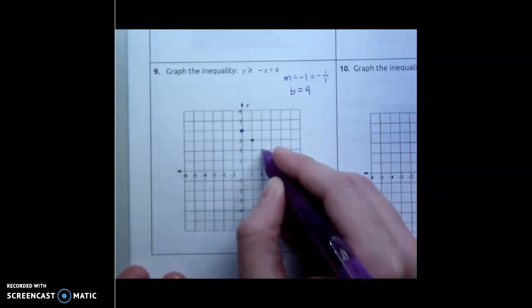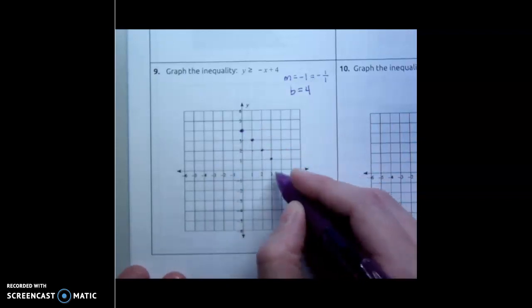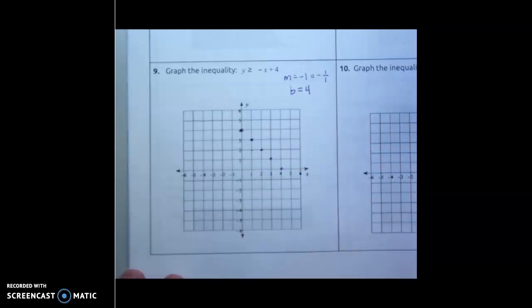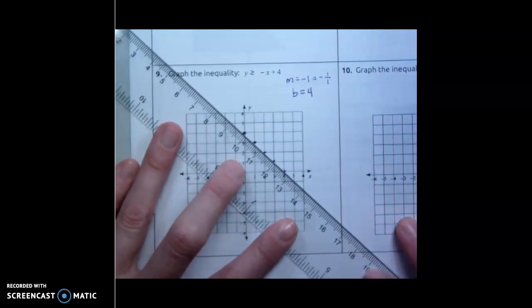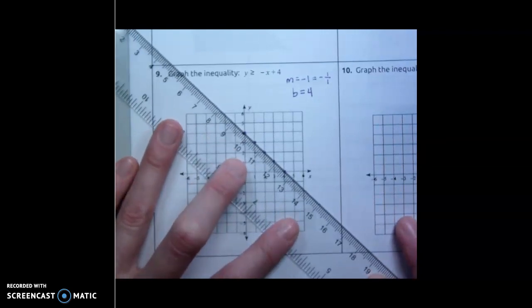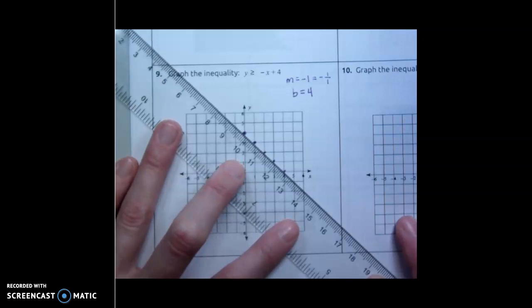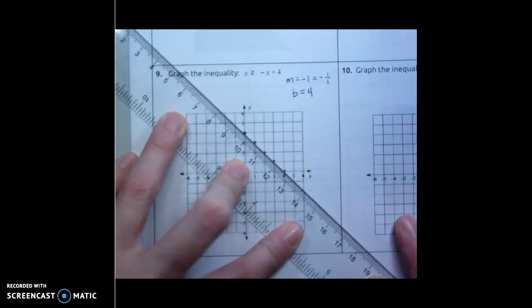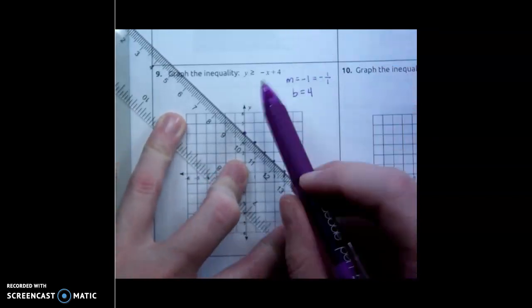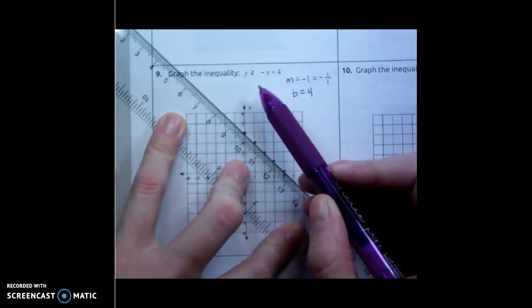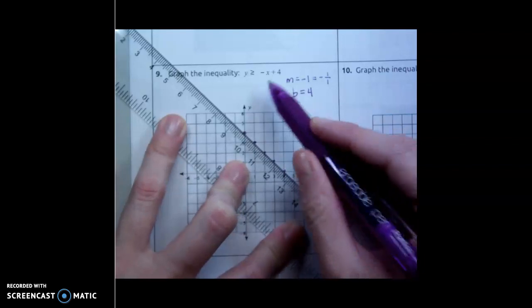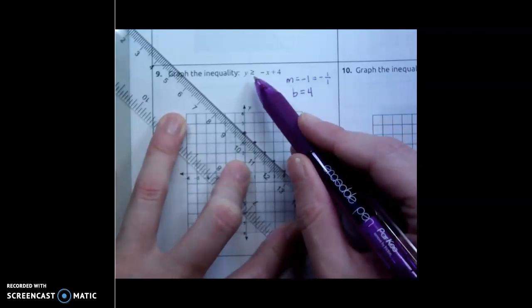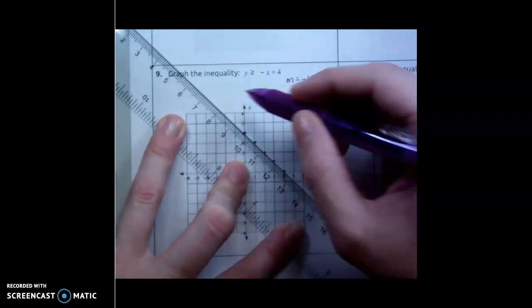And then you just keep doing that until you have a couple of points. You don't need to plot every single point, just 2 or 3 is good. Or you can do a few more if you prefer. Make sure that when you graph it, you use a straight edge. Also, we need to be careful when we're graphing, because we're either going to use a solid or a dashed line. In this case, we have a solid line because the equal sign is underneath the greater than.